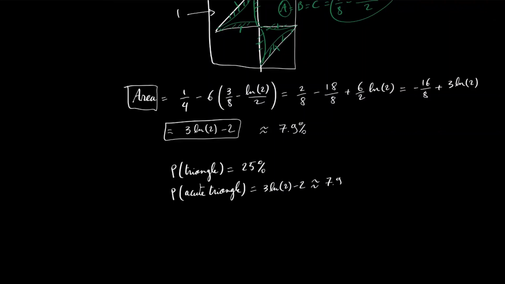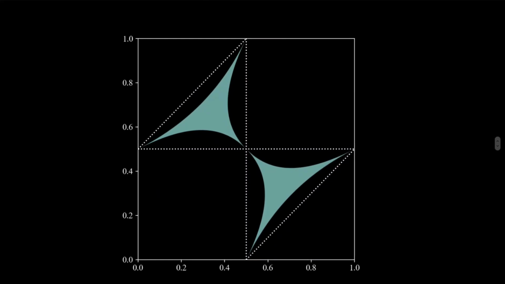And for those who would be interested to see what this area looks like in practice, we have an illustration right here. As you can see, the area delimited by the dash-dot line represents the probability of getting any triangle, and the blue area that you can see here is actually the area representing the probability of getting an acute triangle.